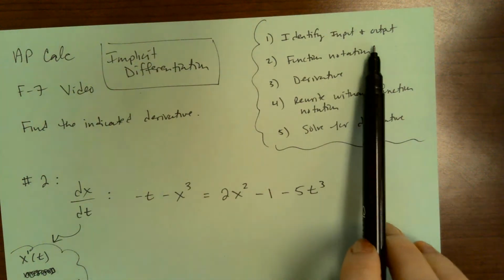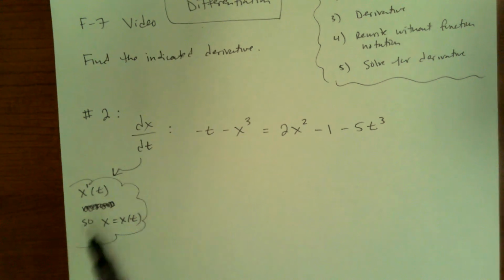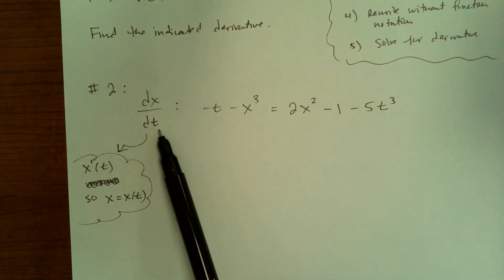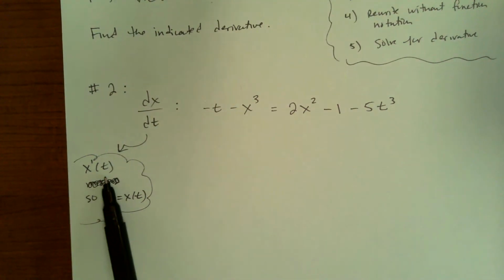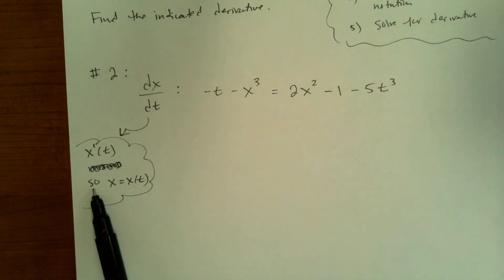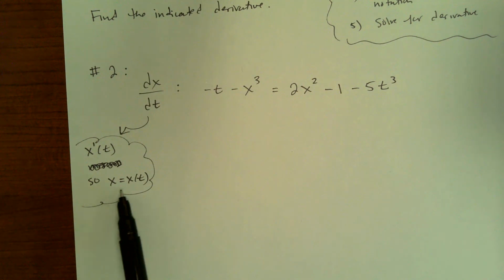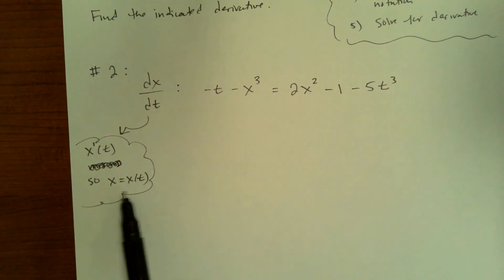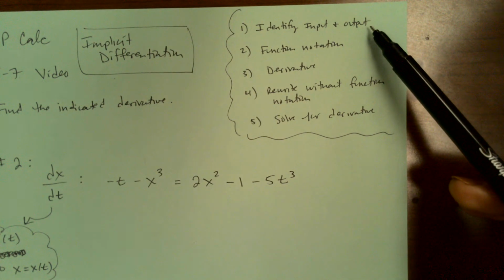Okay, so first step is identify the input and output. So that's what I kind of already did over here. So if they're asking you to find dx/dt, dx/dt in prime notation is x prime of t. So guys, what that means, if they're asking you to find this derivative, they are implying to you that x is equal to x of t. Okay, so x is a function of t. All right, so I already identified the input and output.